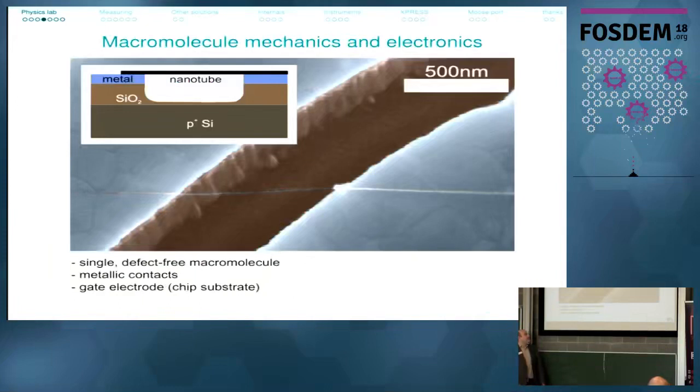What are we doing? We are looking at the mechanics and electronics of single such molecules. And you can see here that you have two metal electrodes and you have one molecule that is lying across them in this electron microscope picture. The scale bar here is half a micrometer, 500 nanometers. So we have a single macromolecule, we have metallic contacts, we have a gate electrode that is somewhere on the chip back substrate.